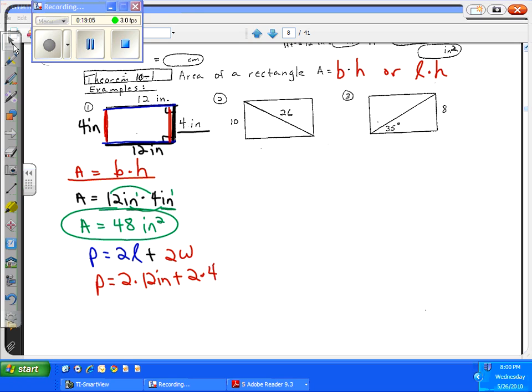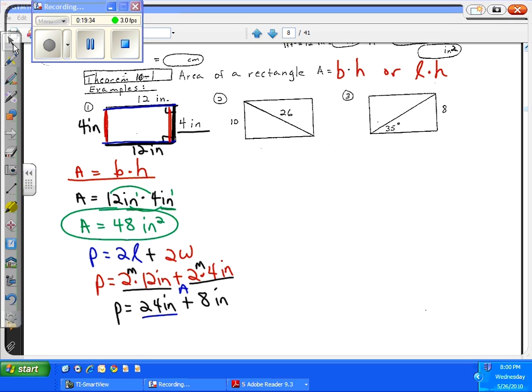Now let's look at how the algebra works. When we use that name inches, it works like a variable x. We would say, can I do anything to simplify? Yes, I can multiply before I add. So I multiply, so I'm going to get P equals 2 times 12 is 24. The name tags along, inches. Plus 2 times 4 is 8. The name tags along, inches.